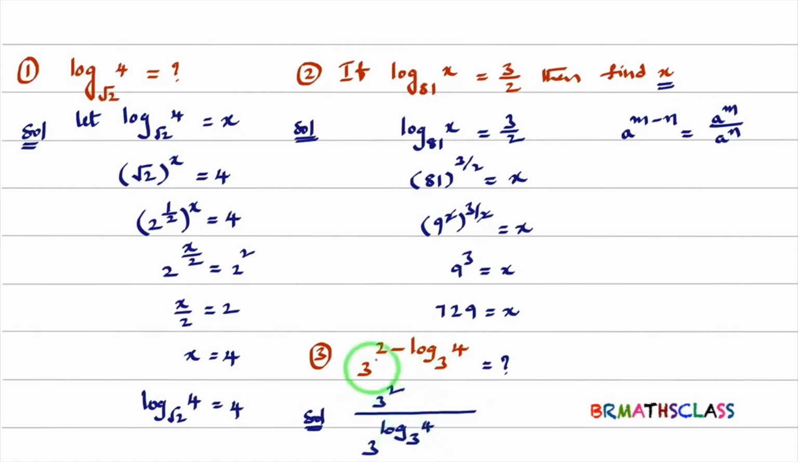This is of the form a power m minus n. A power m minus n can be written as a power m divided by a power n. So here, what is 3 square value? 3 square value is 9 divided by, you observe here, 3 power log 4 base 3. We learned this property, a power log m base a. What is the formula for a power log m base a? A power log m base a is m. So 3 power log 4 base 3, what is its value? 3 power log 4 base 3 value is 4. So what is the value of 3 power 2 minus log 4 base 3?